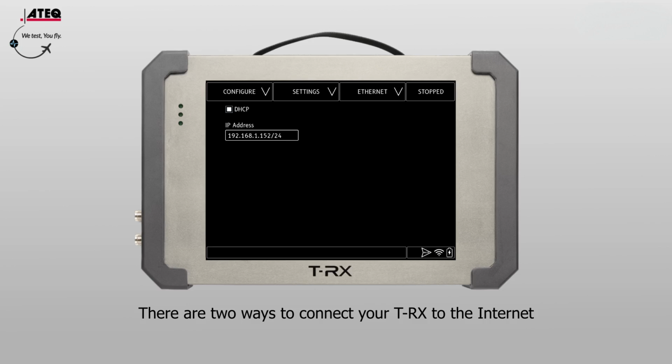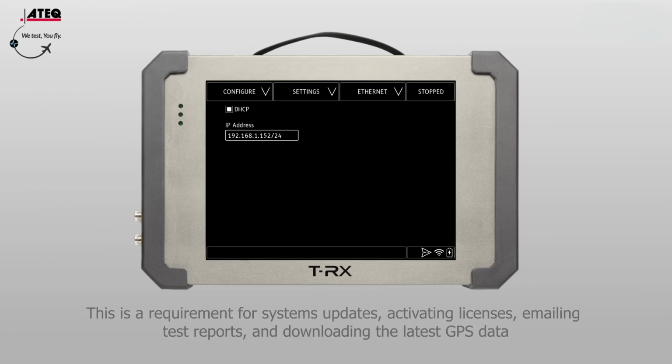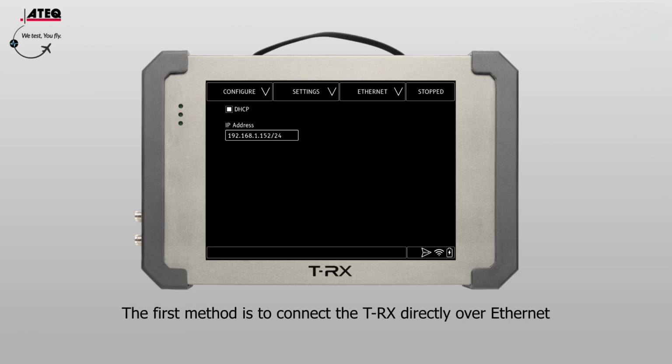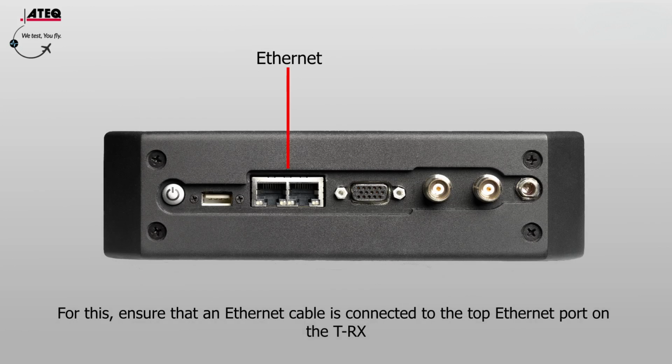There are two ways to connect your T-Rex to the internet. This is a requirement for systems updates, activating licenses, emailing test reports, and downloading the latest GPS data. The first method is to connect the T-Rex directly over Ethernet. For this, ensure that an Ethernet cable is connected to the top Ethernet port on the T-Rex.